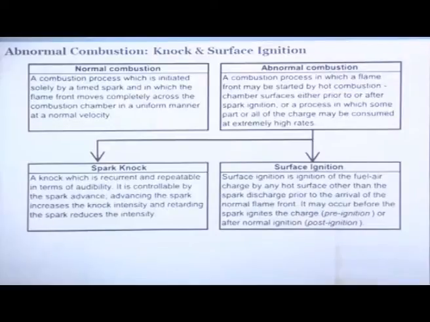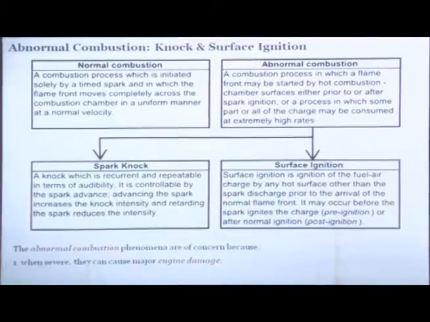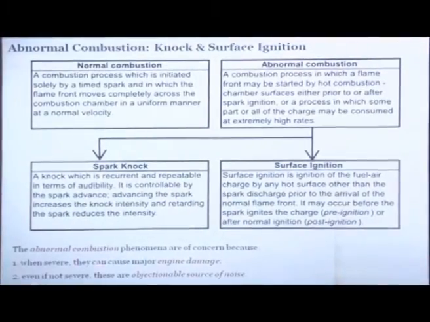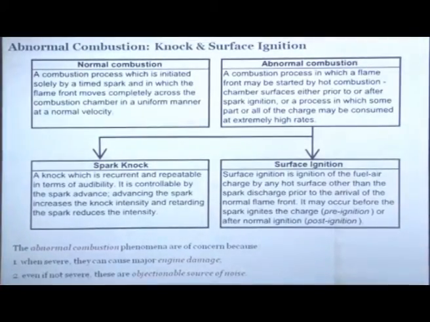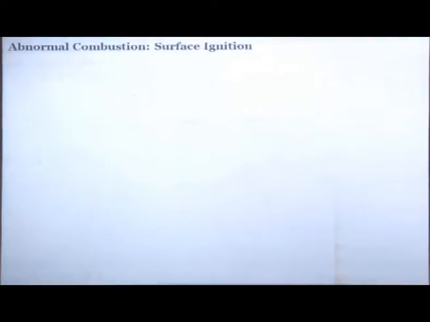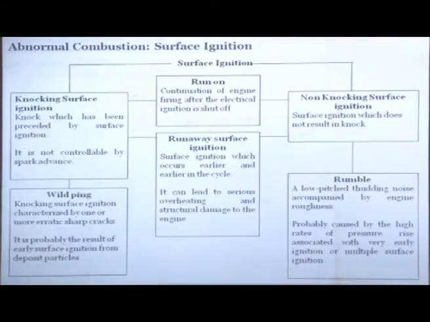Okay. So abnormal combustion of any kind is of concern, because when it is severe it can cause major engine damage, and even when it is not severe it is an objectionable source of noise. So you can really damage your engine if there is abnormal combustion happening. Let us look at surface ignition in a little bit more detail. There are many types of surface ignition, although it is not very important for a first level course, but I thought I will just explain them to you.